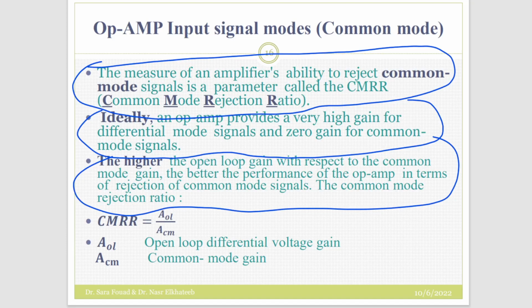So the higher the open loop gain with respect to the common mode gain, the better the performance of the operational amplifier in terms of rejection of common mode signals.